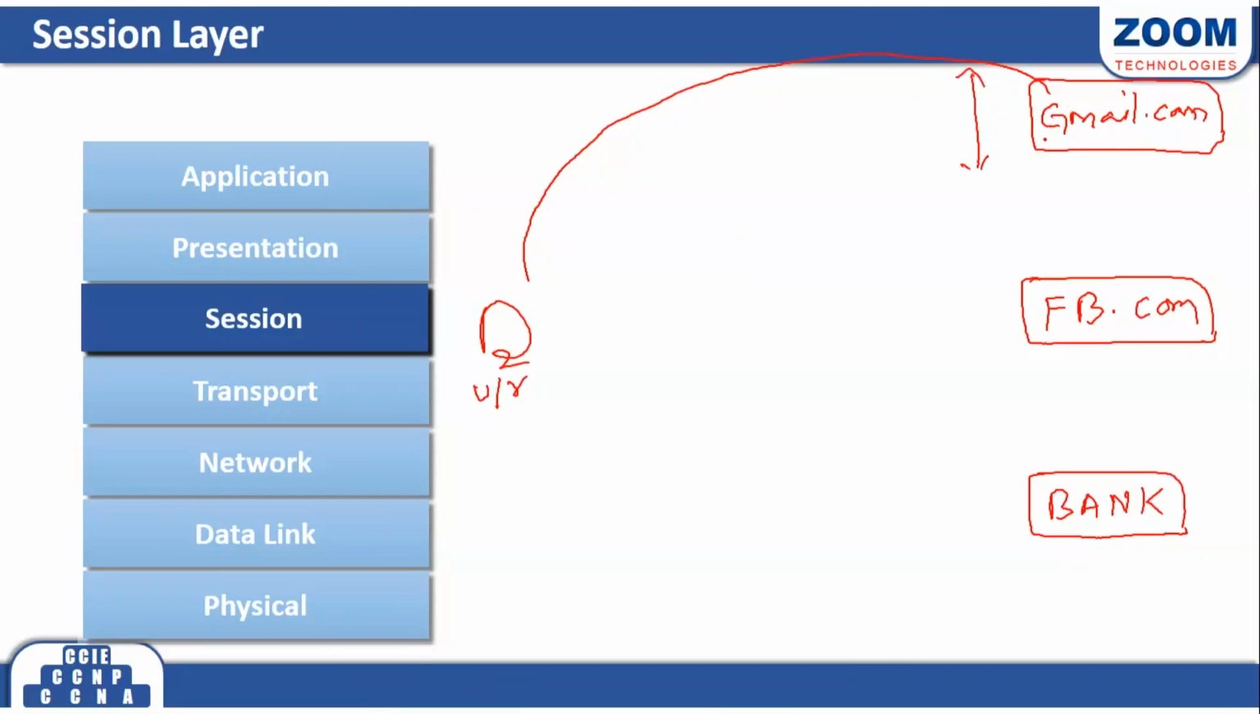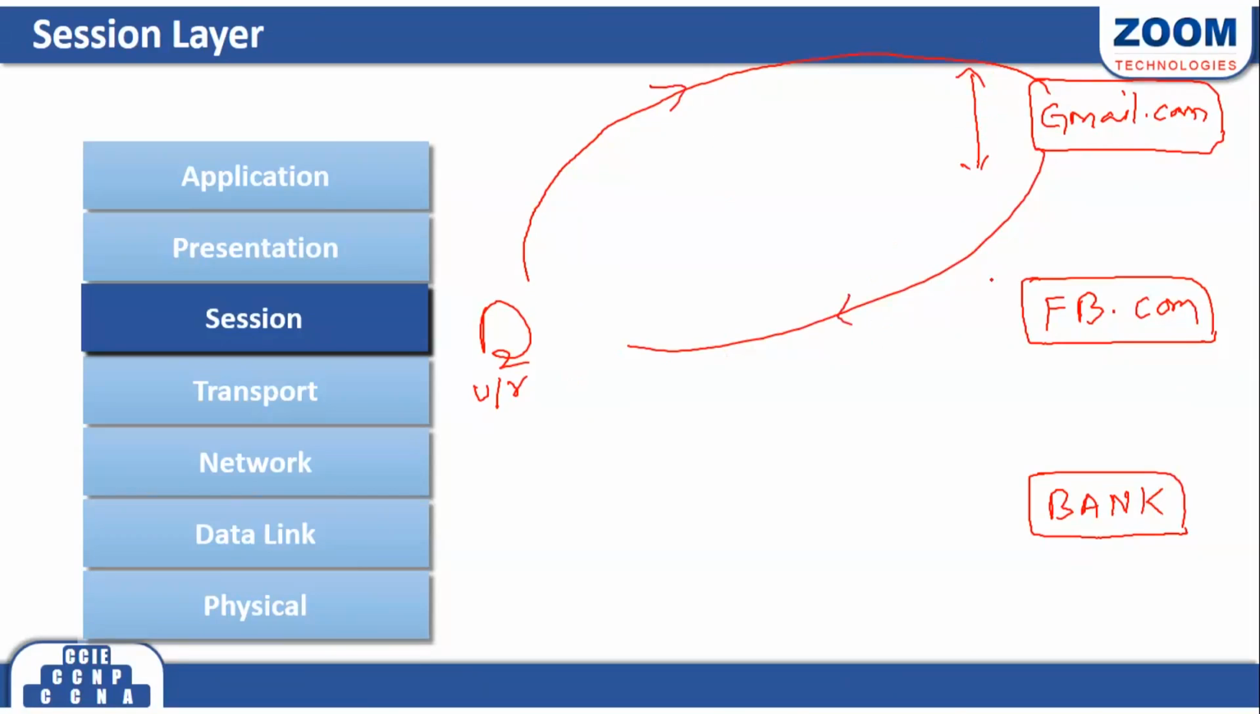And then we sign out, like log out, which means the session is terminated, closed. So there are three actions happening every time: a session is established, a session is maintained, and a session is terminated. It is the same for any website.